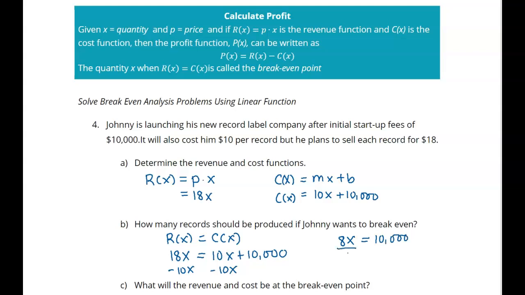So to solve for x, we divide both sides by 8. So therefore, x is equal to 10,000 over 8, and that is equal to 1,250. So to break even, Johnny needs to produce 1,250 records.